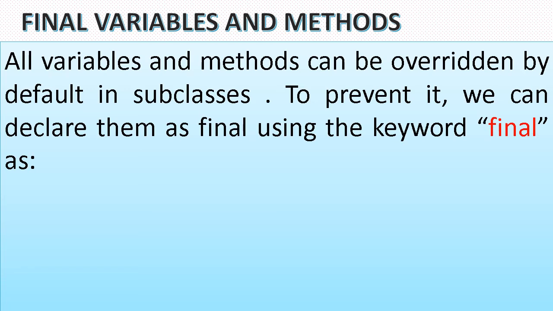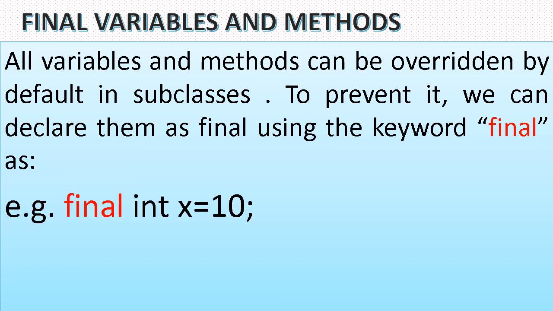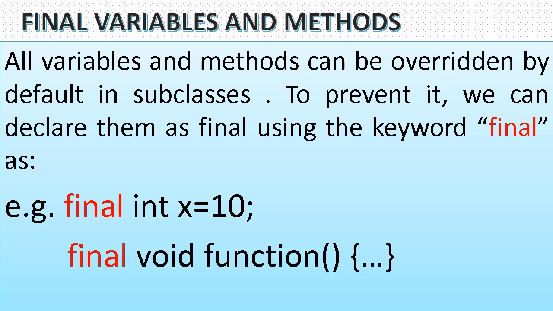Okay. Now final variables and methods. Sometimes it is the requirement that we don't want to change one particular definition or any variable value inside its derived class. So when we want to restrict it, we can define that variable or method as final variable or final method simply with the help of the final keyword. So all variables and methods can be overridden by default in subclasses. To prevent it, we can declare them as final using the keyword final. Simply with a variable, we will precede it with the final keyword, and same with a function.